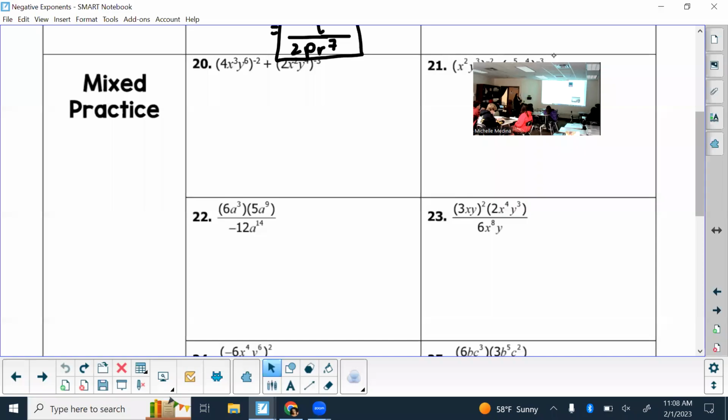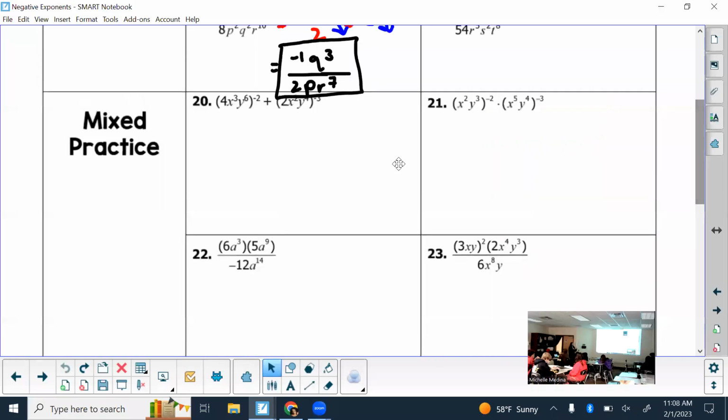This is because there are multiple exponent rules in each problem. So it's your responsibility to figure out which one to do first, and you do that using your order of operations. So what comes first in order of operations? Parentheses, good.